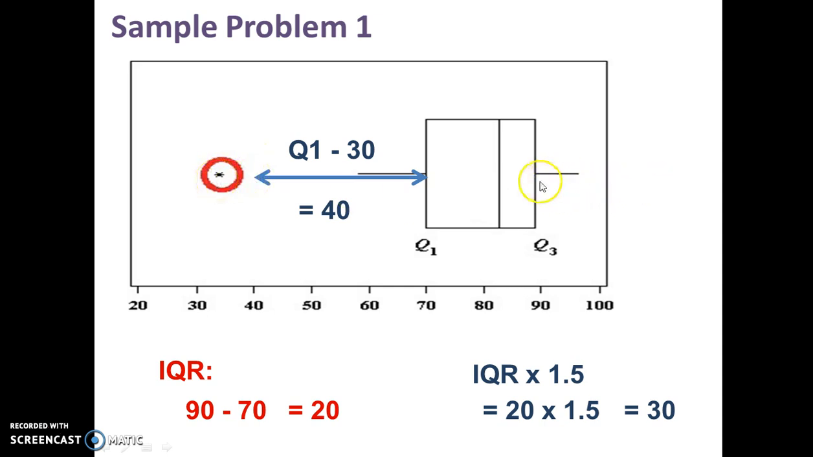On the high end here, we found that number is 30, so we go 30 above Q3. Q3 is 90. If we go 30 above, Q3 plus 30 brings us to 120. So 120 is off the chart here, but if we had any data somewhere between 100 and 120, that would be okay, but anything beyond 120 would be considered an outlier. So that's how we find outliers.